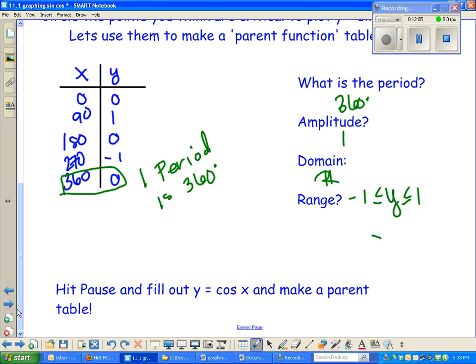At this point, I want you guys to hit pause and fill out your cosine graph. It's on the other side of your worksheet. And make the parent table.